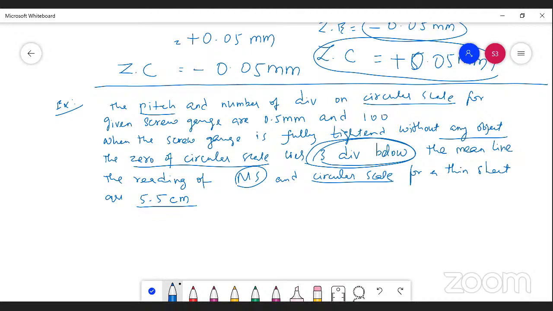First of all, we measure the error. After that we measure the reading of the screw gauge. The main scale reading and the circular scale reading for a thin sheet are 5.5 millimeter and 48 respectively. These are the coincident divisions when the sheet is included. The thickness of the sheet: first of all, we need to measure the pitch value.